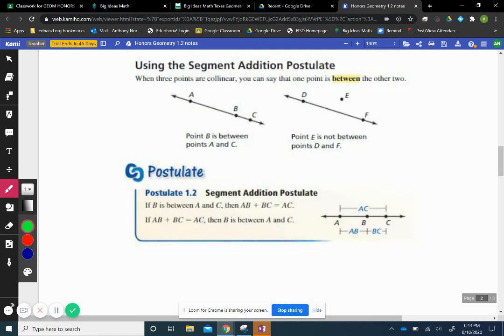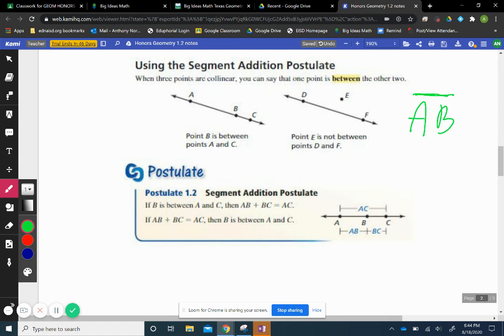Next, we're on to the segment addition postulate. Please notice that it says segment and addition. That's a segment. Segment. Line segment. Addition. Combining. Adding.